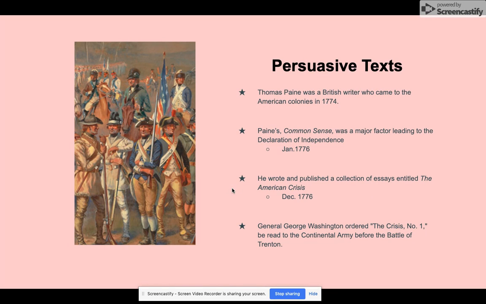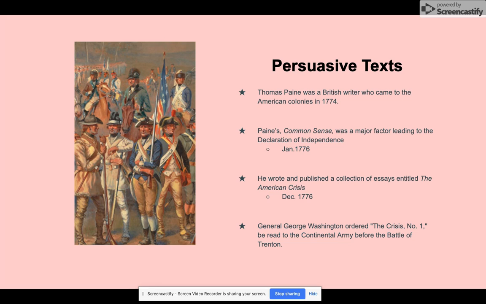Thomas Paine was a British writer who immigrated to the American colonies after meeting with Benjamin Franklin in London. His document Common Sense was very influential and linked to the Declaration of Independence. He wrote that in January, and then the Declaration of Independence was in July. He also wrote the American Crisis essays the same year, but at the end of that year in December. General George Washington, who later became our first president, went on to order that to be read to the Continental Army.